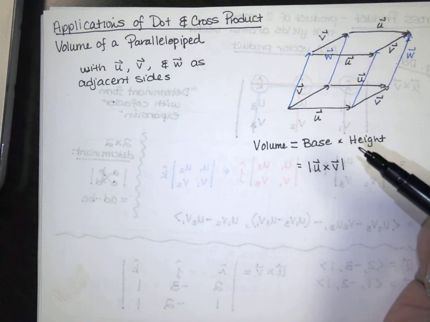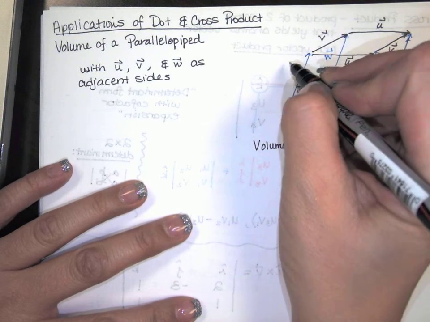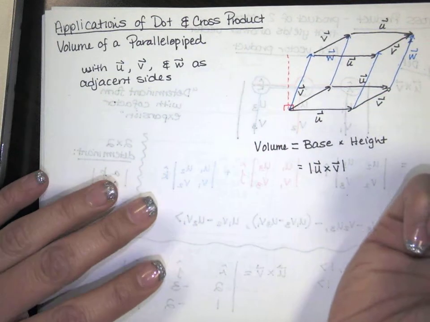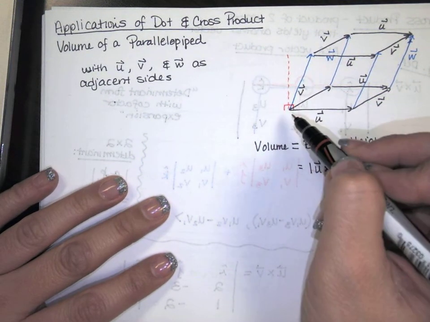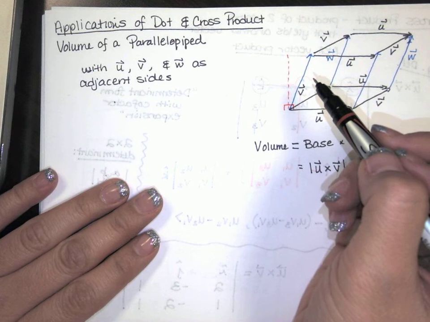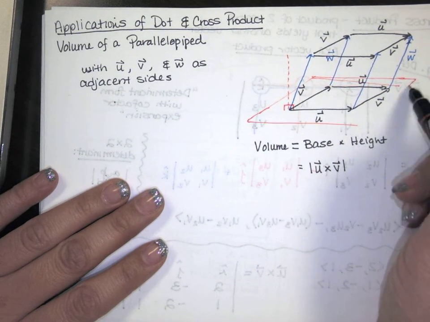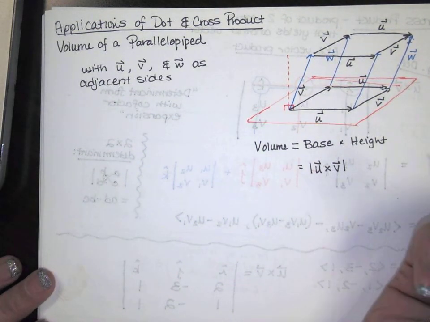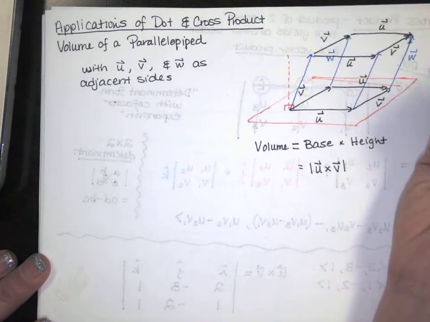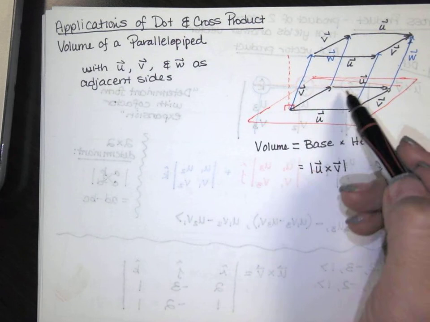Now you say to yourself, okay, well, what about the height? What's the height of this thing? Well, it's like this distance right here. I need that to be at a right angle. It needs to be perpendicular to the base. So it needs to be perpendicular to the plane containing u and v. That's important. And it also has to involve the projection of this vector w onto that. So first, let's just find this vector that is perpendicular to the plane containing u and v.